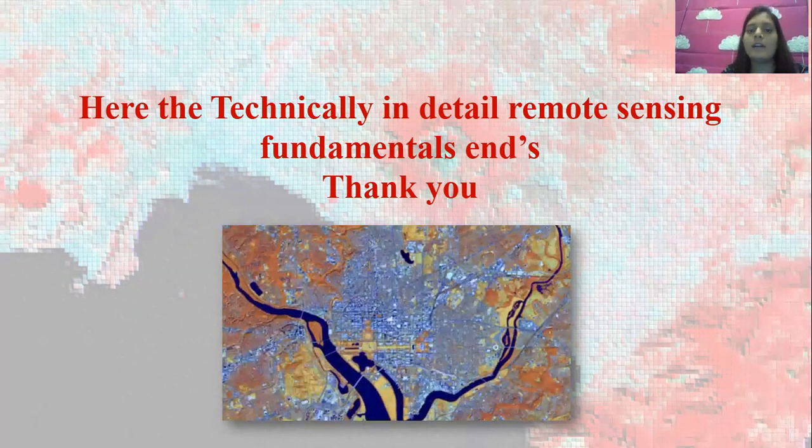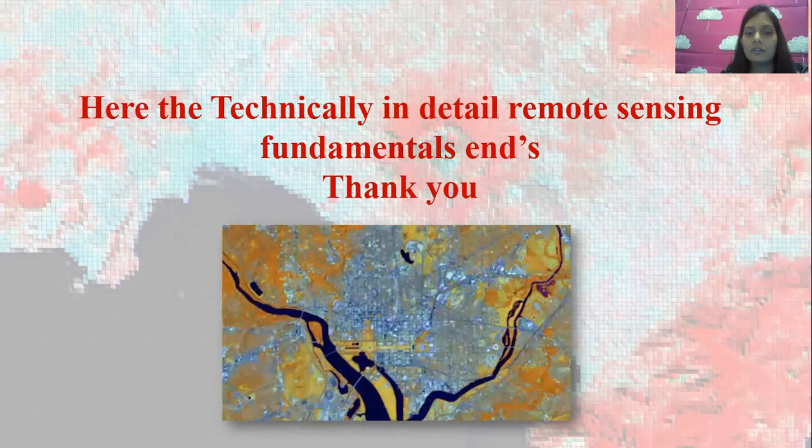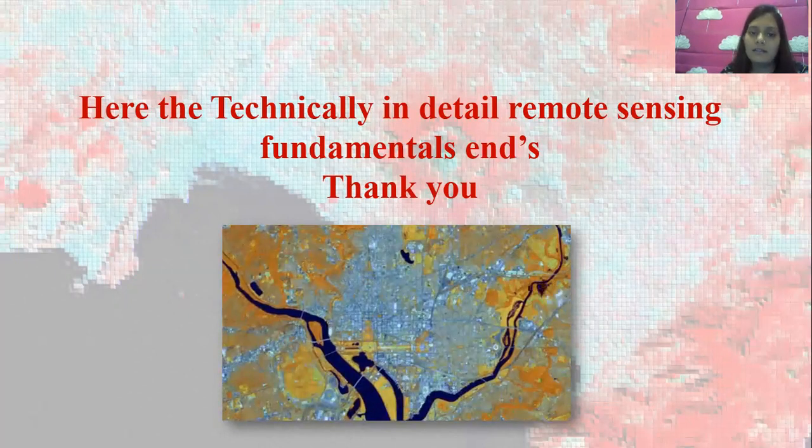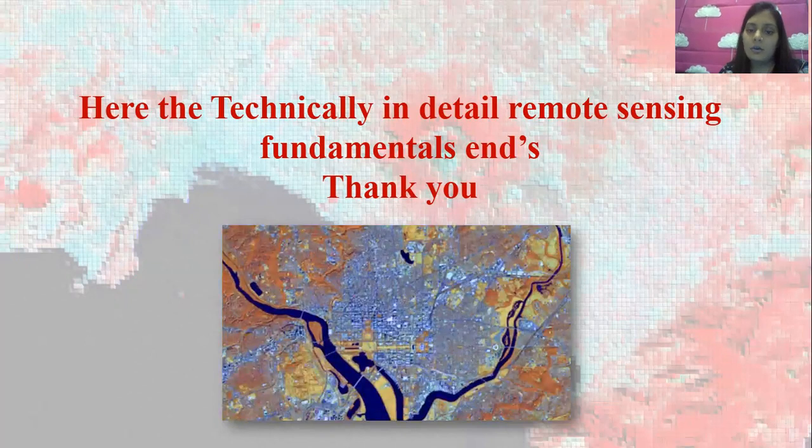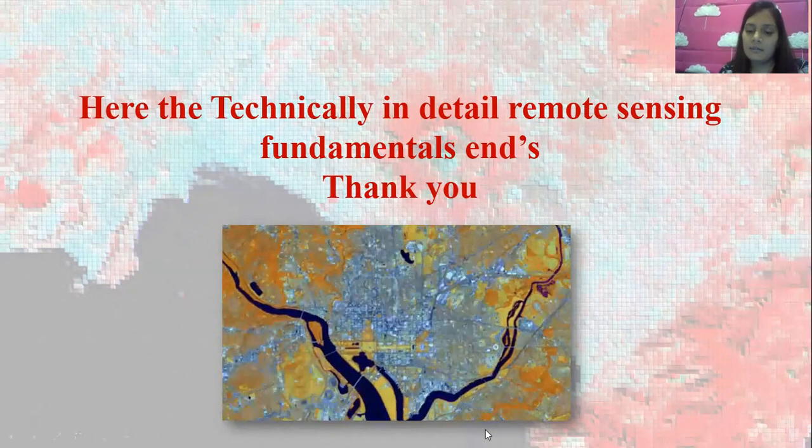So this is how an image can be classified, and this is how it helps us to identify the features. It will help us in making any decision support system and any solution. Thank you for your attention, and I hope you have understood all the parameters of the fundamentals of remote sensing.